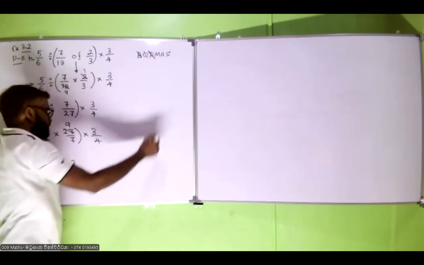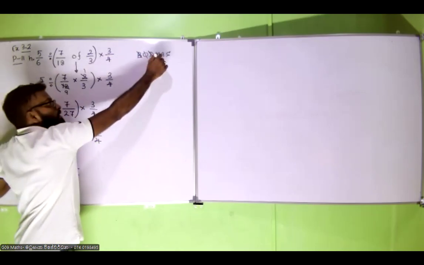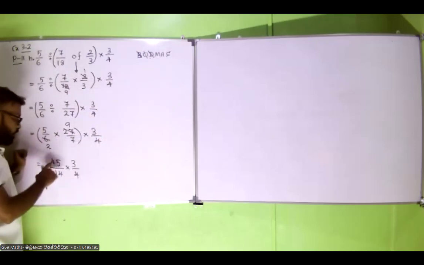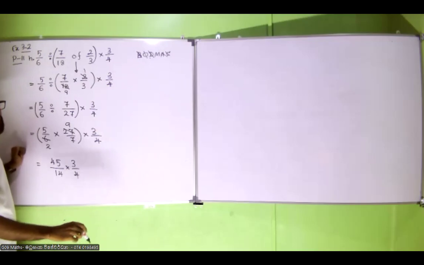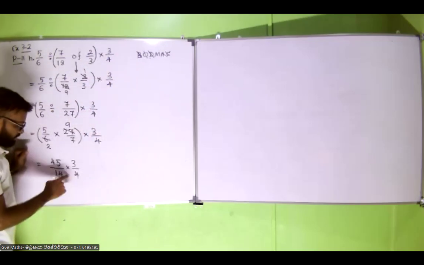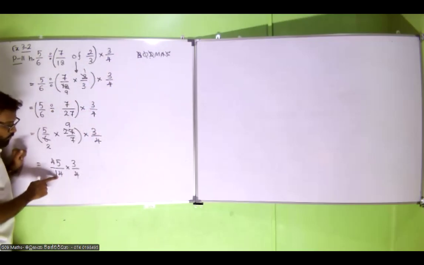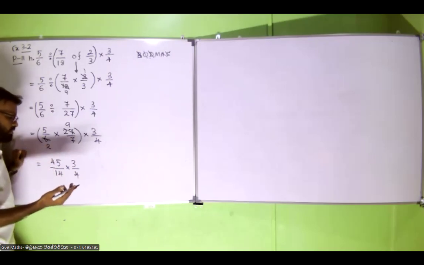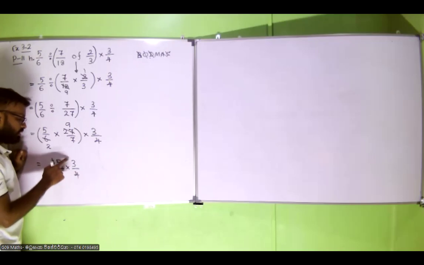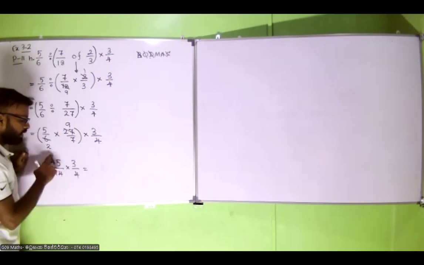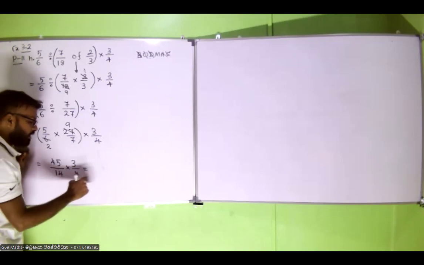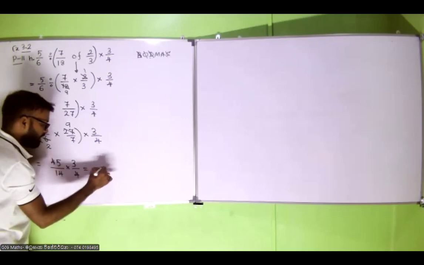Division is okay. Now I am going to do the multiplications. So this one, I have no additions and subtractions here. So, a multiplication. The 14 and 3, or 45 and 14, you cannot simplify. 45 or 4, 3 or 4, you cannot simplify furthermore. So just multiply the numerators separately and the denominators separately. So this is the final answer.